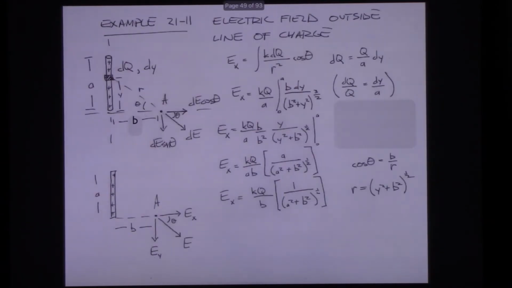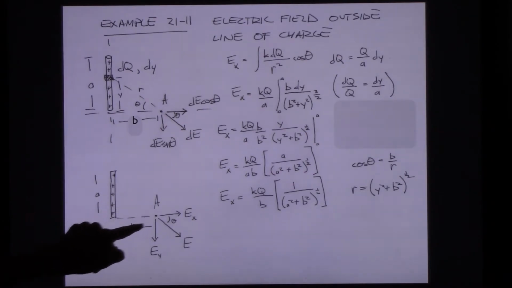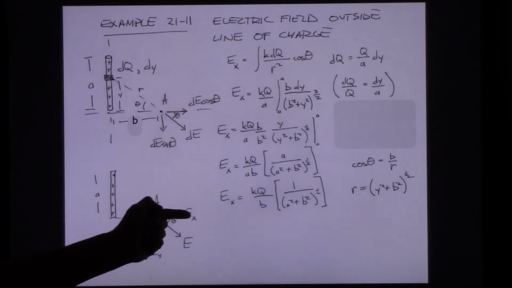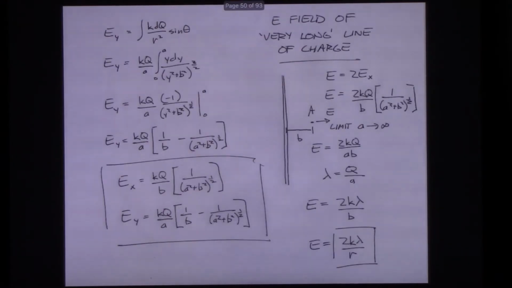Again, referring back to the diagram, I've got this line of charge. I pick a point, some distance b out here, and the length here is a. I'm going to have an electric field component x, electric field component y. And these are what the two components are given by.